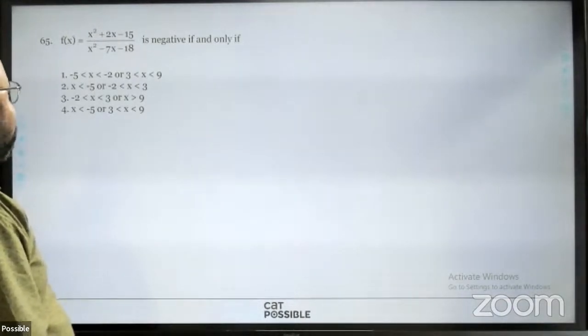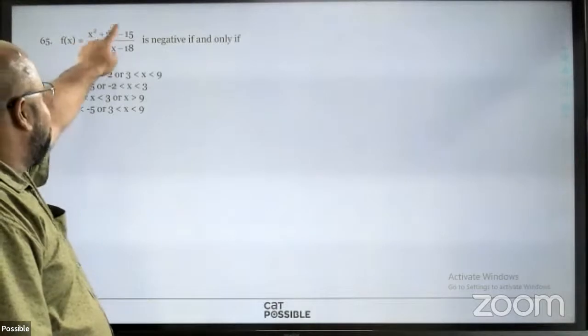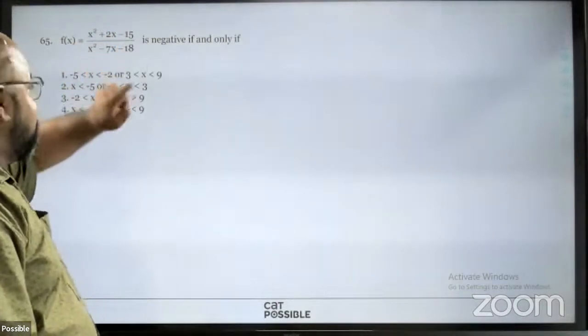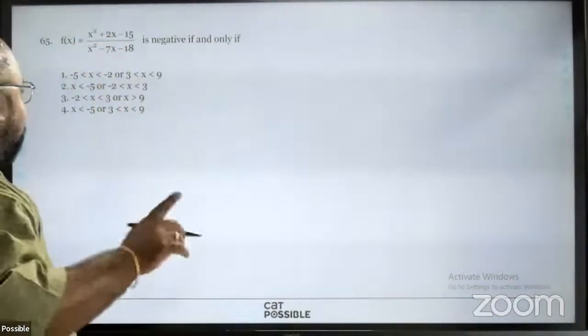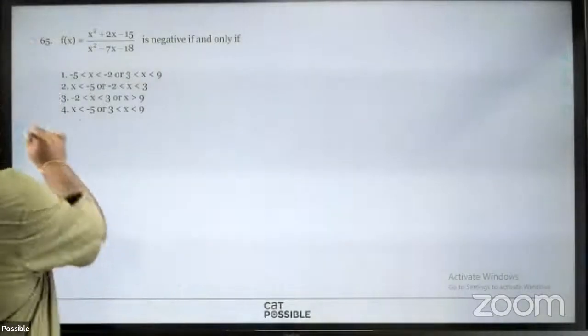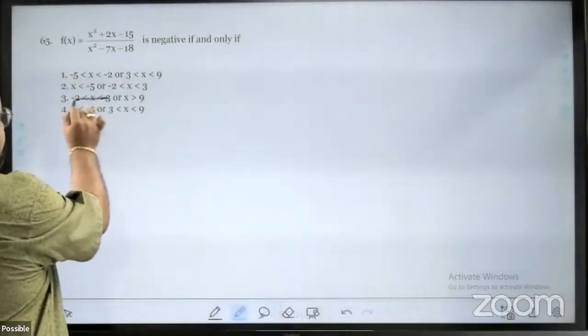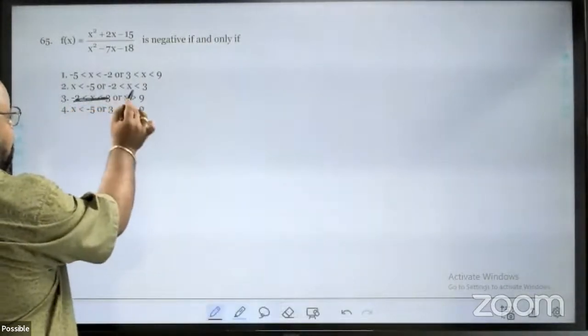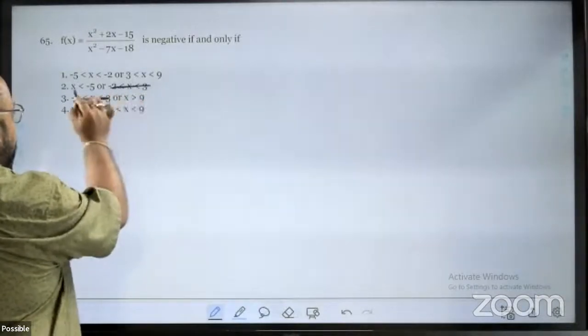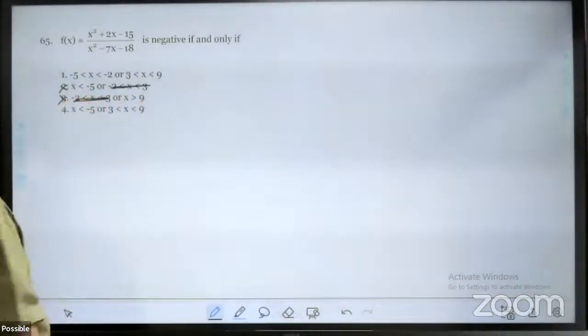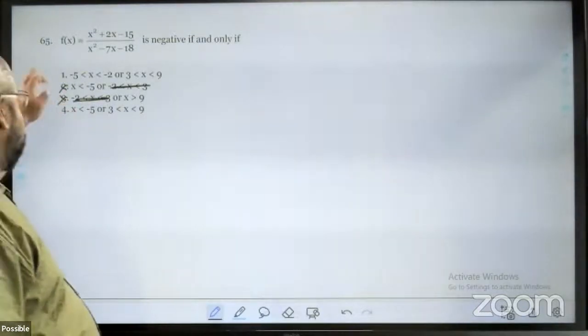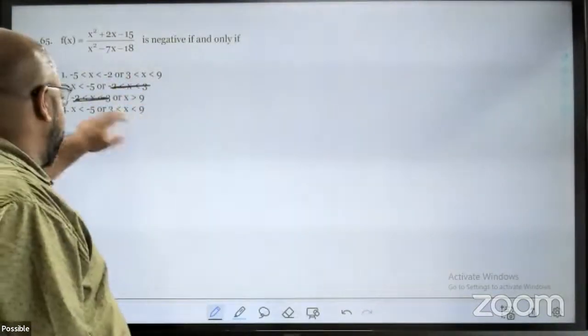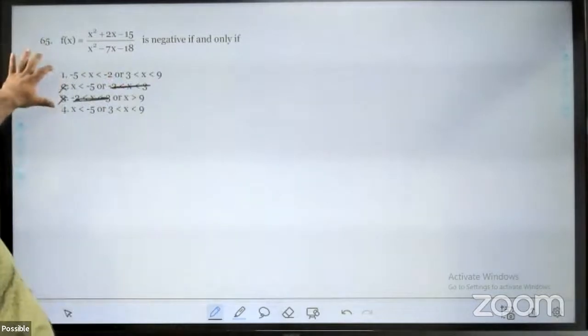If x is 0, then this becomes minus 15 upon minus 15, which is a positive value. So the value of x cannot be 0, because of which this range is gone, because it includes 0, and this range is also gone. Because they include 0, options 2 and 3 cannot be answers. Then I look at option 1 and 4. So I'm left with 1 and 4.